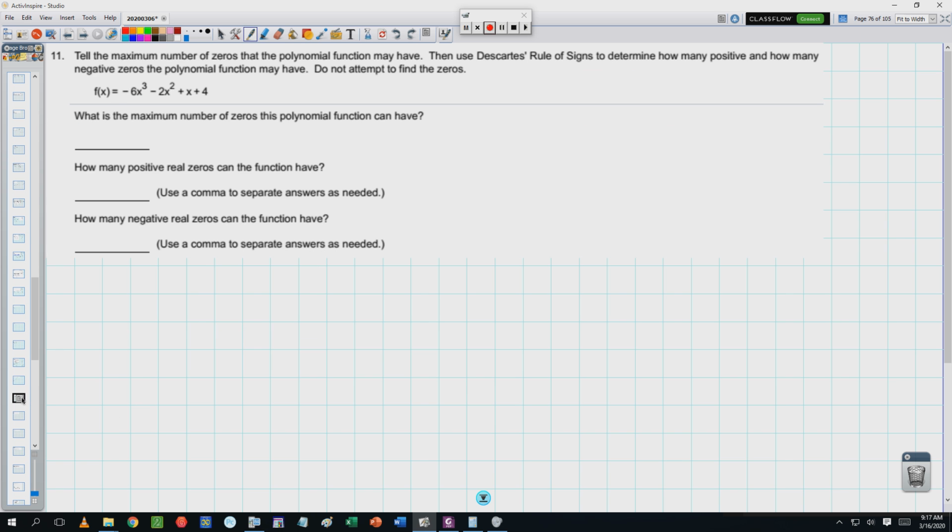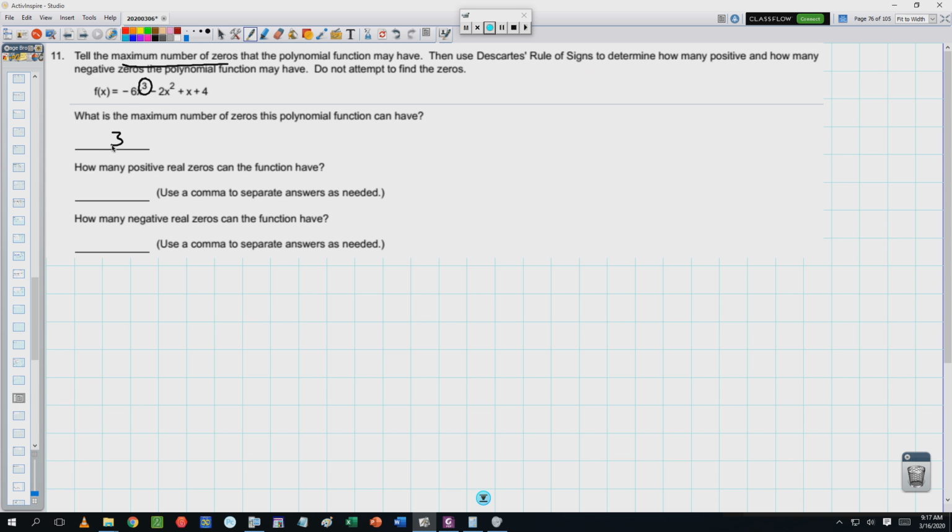Find the maximum number of zeros that the polynomial function can have, then use Descartes' rule of signs to determine how many positive and how many negative. Well, the maximum number is always going to be based on that highest power, the degree. So we're looking at 3 for the maximum number of zeros.